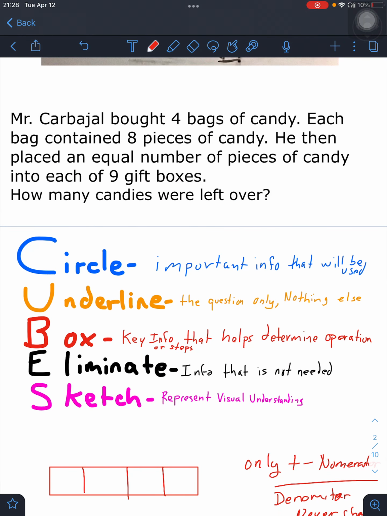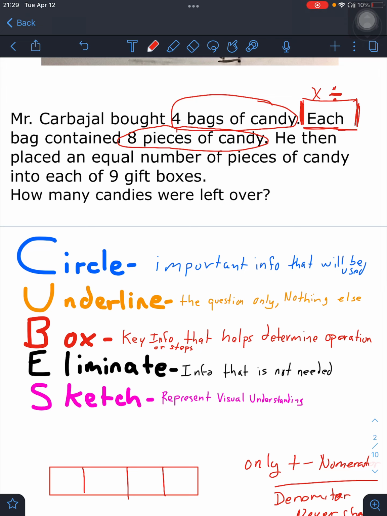Final problem. Mr. Carvajal bought 4 bags of candy. Sounds like important information. Let me circle that. Each bag contained 8 pieces of candy. Sounds like another piece of important information. 8 pieces of candy. He then placed, here's the word each. Each bag contained 8 pieces of candy. Now, each is more than just an important word. It's actually a key word because, as we talked about before, each could mean multiply or divide. So there's my box, there's my 2 options, multiply or divide. Don't know what it's going to be yet. I got to finish reading my problem.